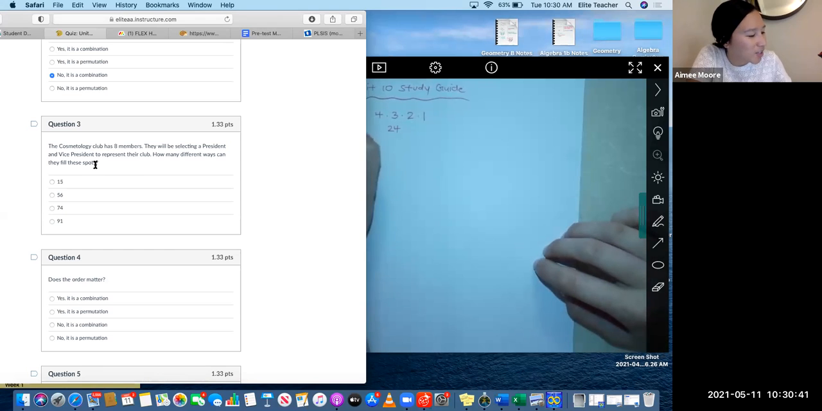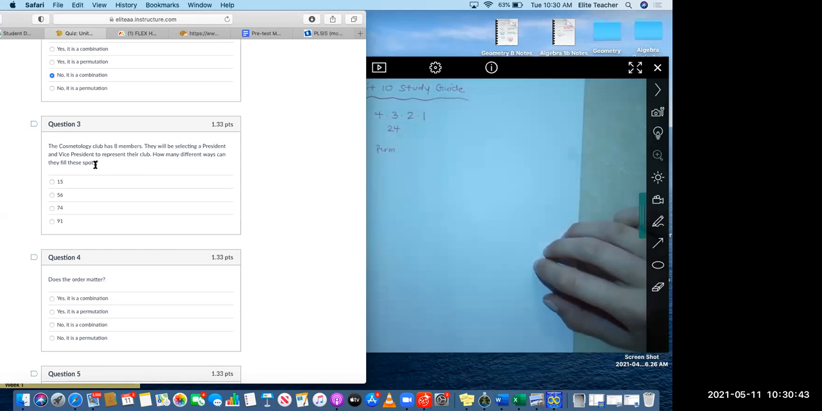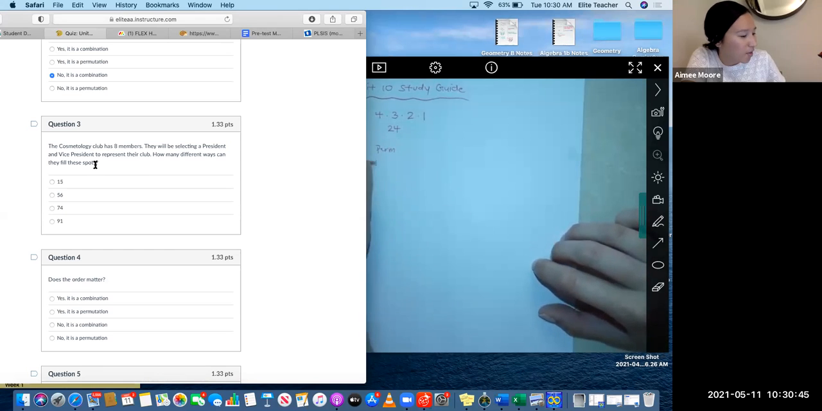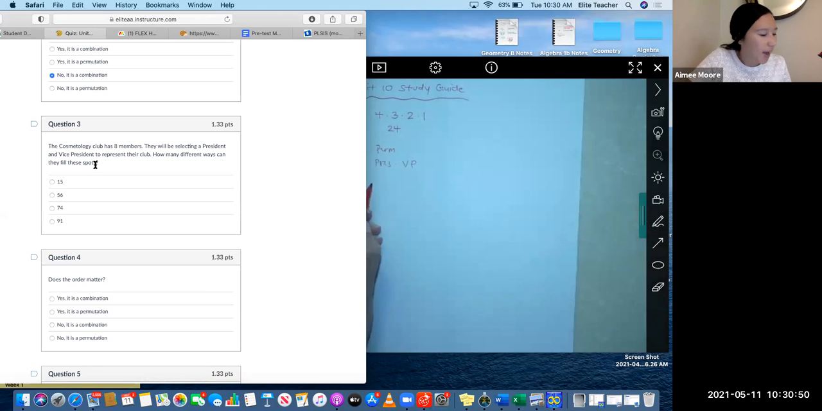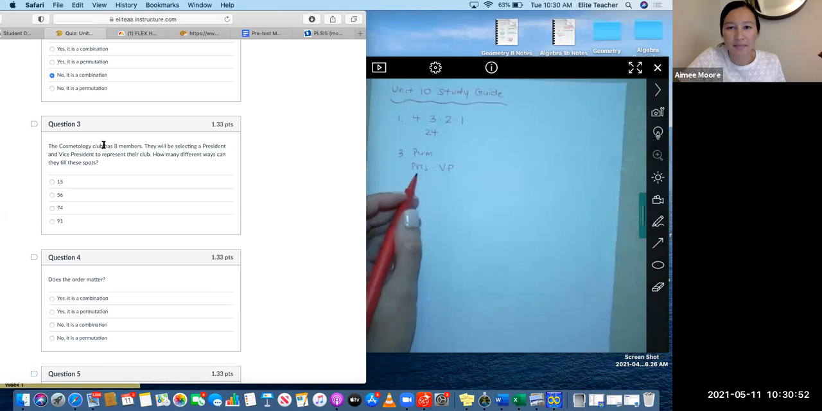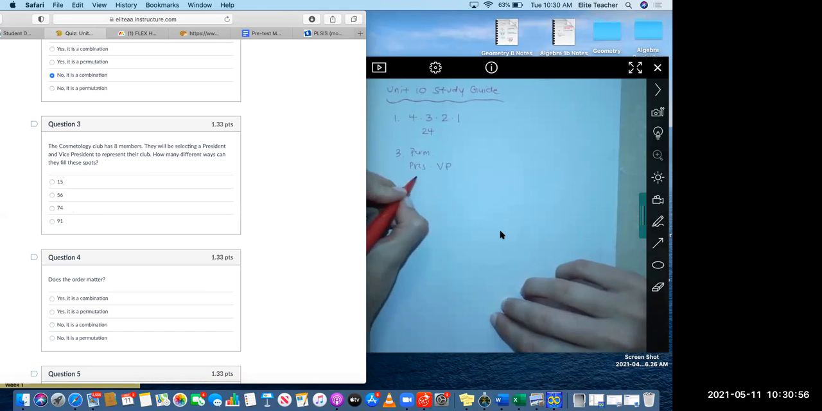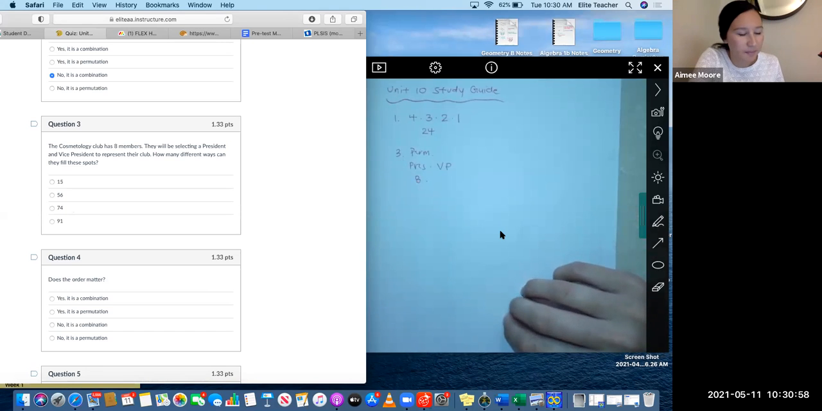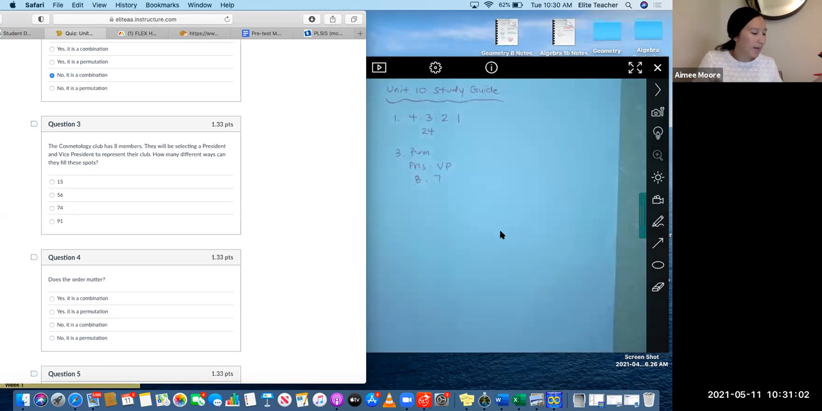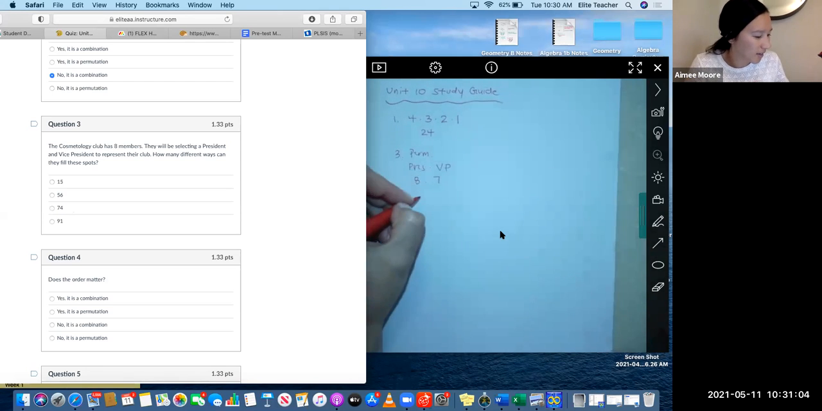Permutation. Yep. And then we need to figure out the president and then the vice president. So how many club members can be the president? 8. And then how many for the vice president? 7. Yep. So how many different ways can they be selected? 56. Very good.